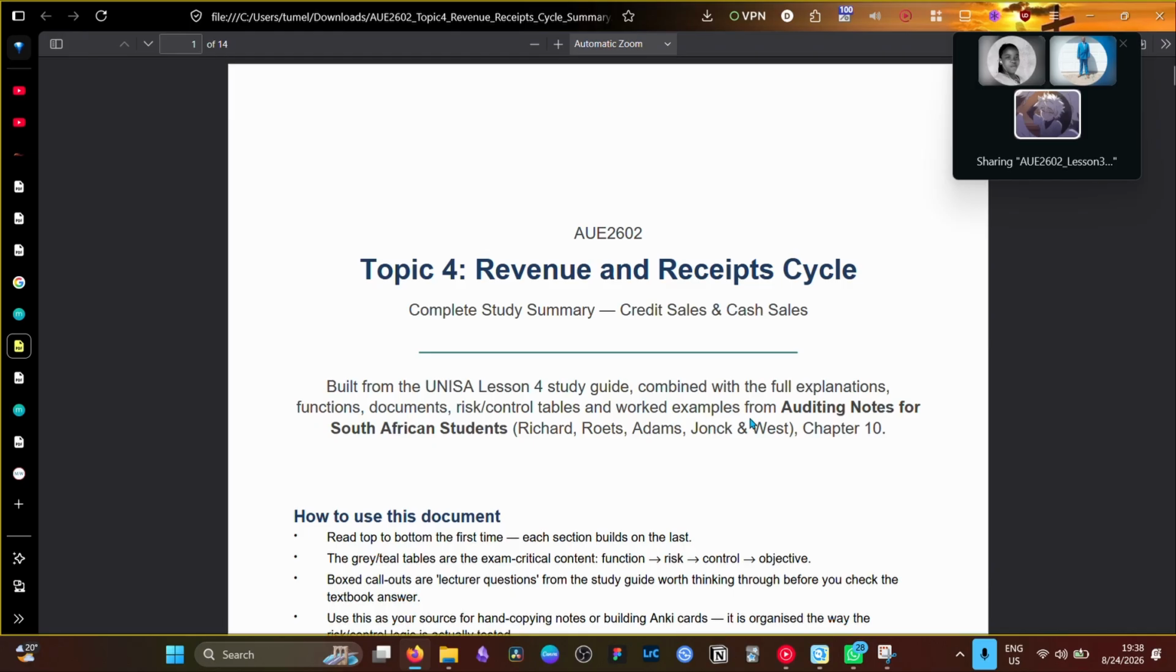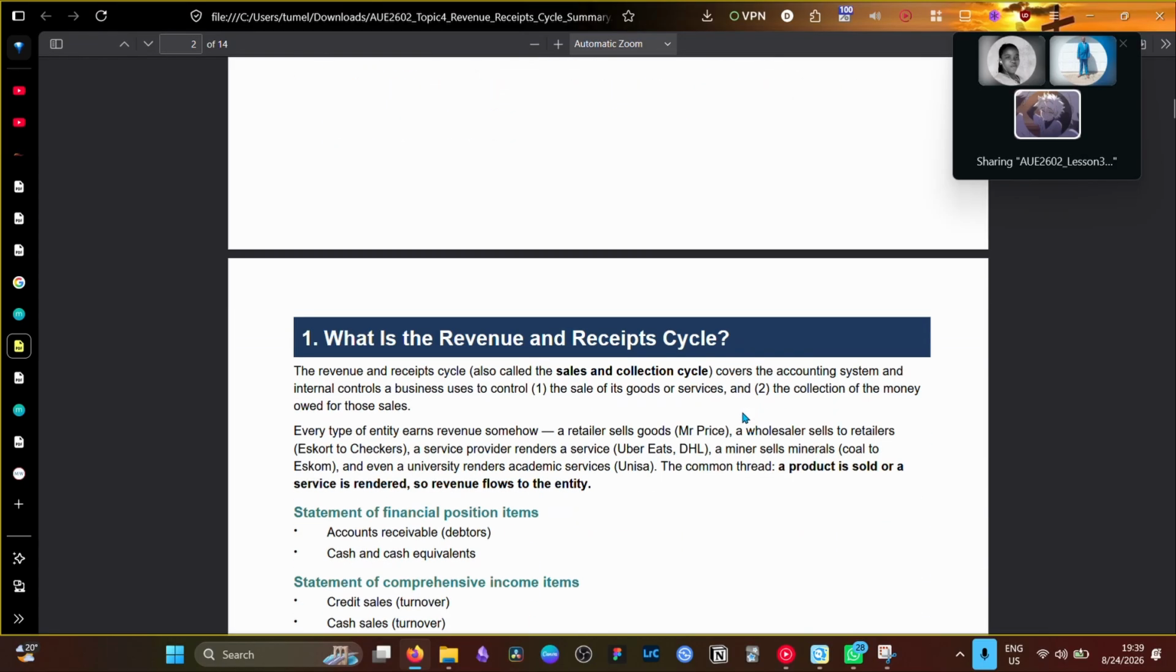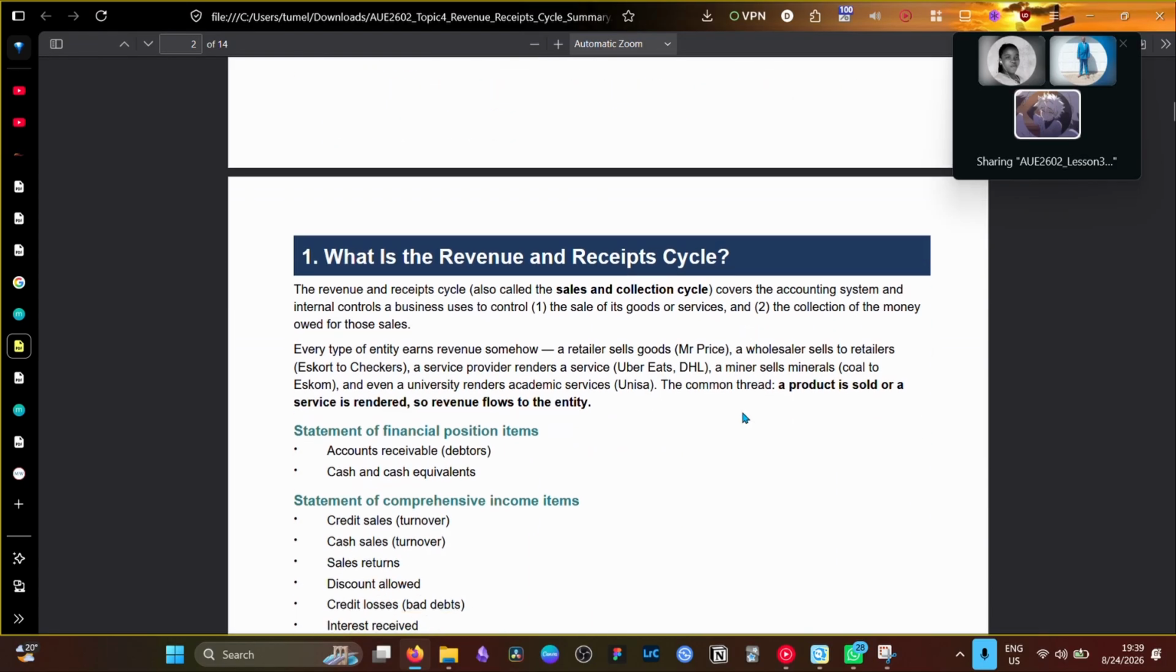We are going to be looking at the revenue and receipts cycle. So here, the revenue and receipt cycle. What is the revenue and receipt cycle?